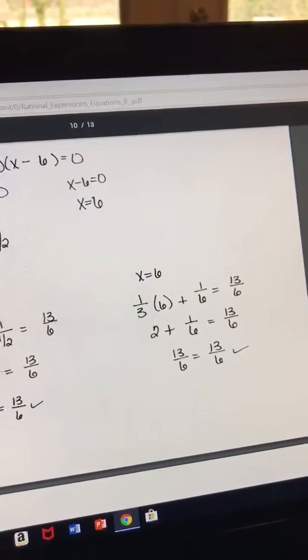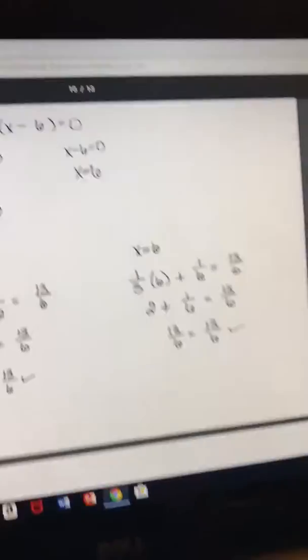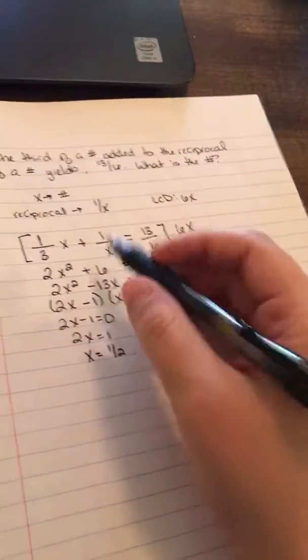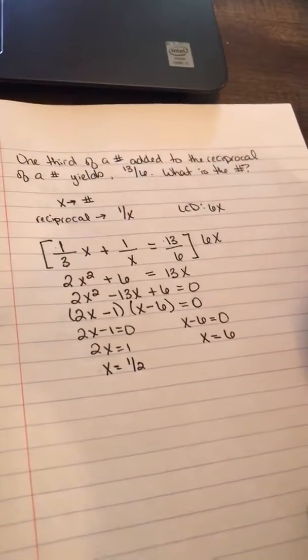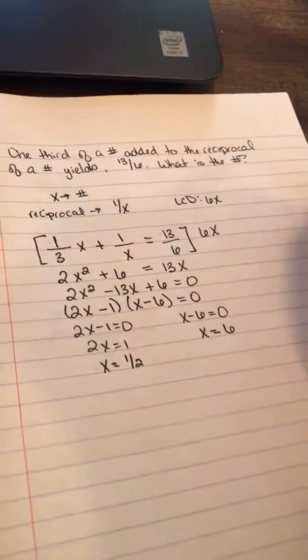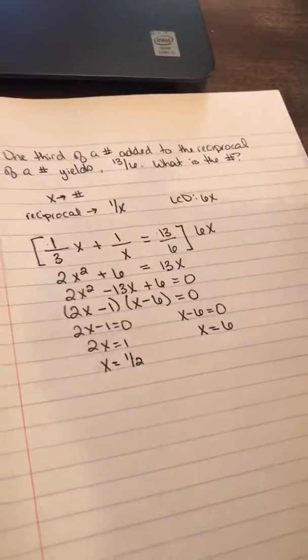So this one actually has two answers. Either one of these works, which I don't really care for in this problem, because if one of them came out to be some weird number that didn't work, it would be better. But it's okay, because it says what is the number, so it implies there's only one, but there's actually two answers, 1/2 and 6. Either one works.